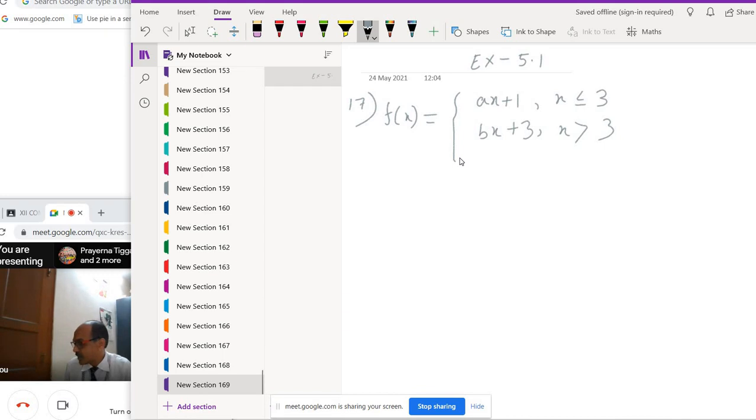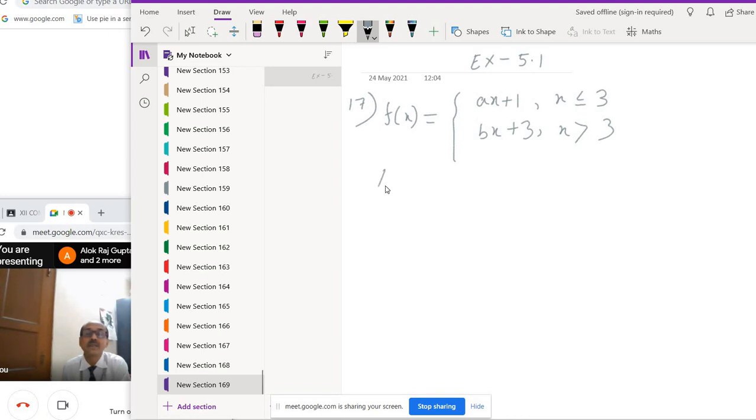It is given in the question that it is continuous at x equal to 3. So we know continuous means that at x equal to 3, the limit as x tends to 3 plus of f(x) and the limit as x tends to 3 minus of f(x) are the same, because the function is continuous. Now one by one, find the limit as x tends to 3 plus and 3 minus at x equal to 3.